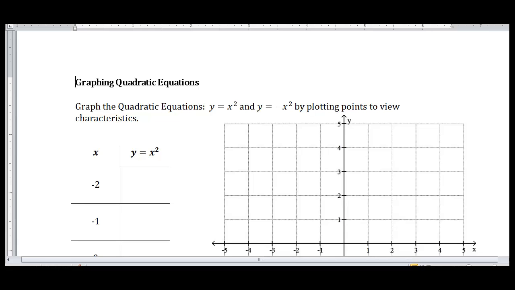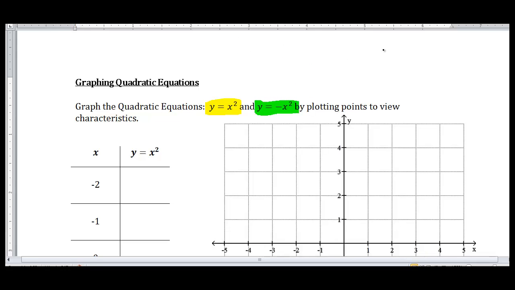In this video, we're going to discuss how we actually graph quadratic equations. So now that we know how to solve all types of quadratic equations and even equations that are quadratic in form, we want to be able to graph them. All quadratic equations have special properties. To help us see these properties, I'm going to graph the quadratic equation y equals x squared and y equals negative x squared. I'm going to graph these by plotting points.